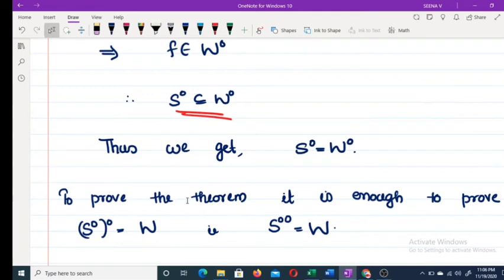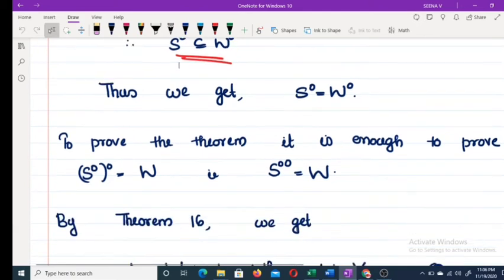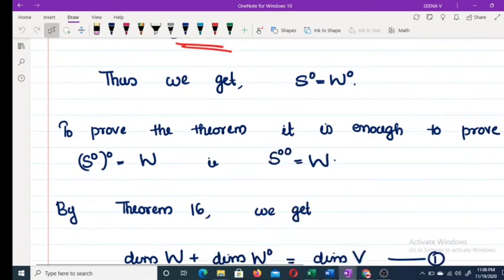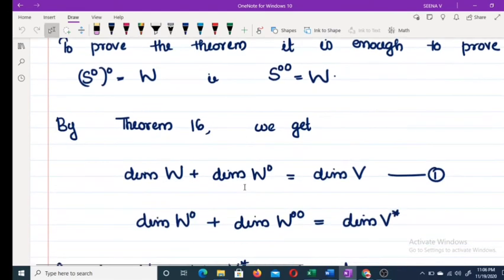Now why are we proving this? We have to prove S double naught, or double annihilator of S, is equal to W. If we prove W equal to W double naught, then what we get? S double naught equal to W double naught, which is equal to W. Okay, as proof, and we can easily prove.